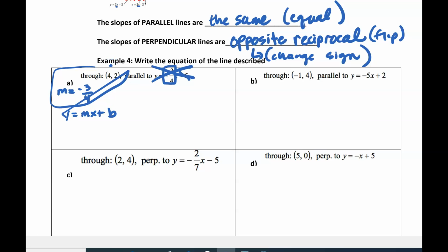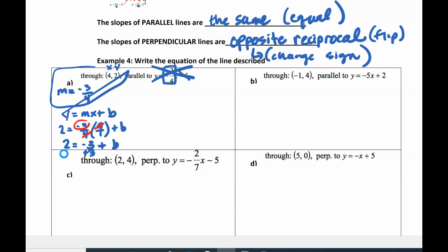And then we can plug in x is going to be 4, y is 2, and then we'll plug in our slope. So 2 equals -3/4 times 4, or 4 over 1, plus b. The 4's on the diagonal end up cross-canceling, so then you're left with -3 there. So we've got 2 equals -3 plus b.